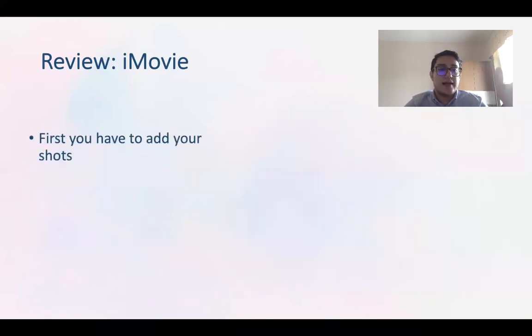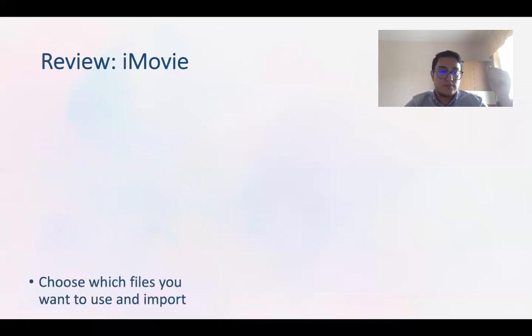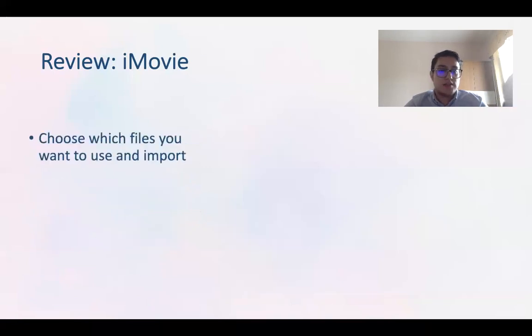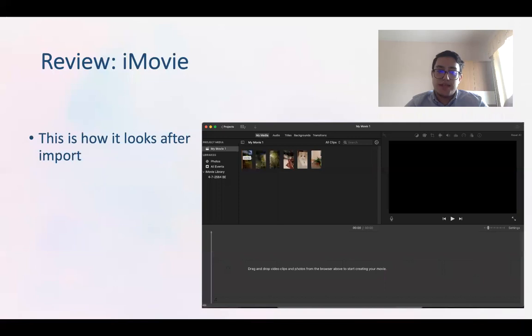First, you have to add your own shots. So you import your shots, your videos. Choose which files you want to use and import them. So for example, for me, these are the files that I need. So I select them and I import selected. Once I get the files inside, this is how it looks after the videos are imported.